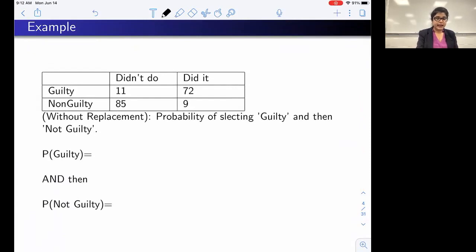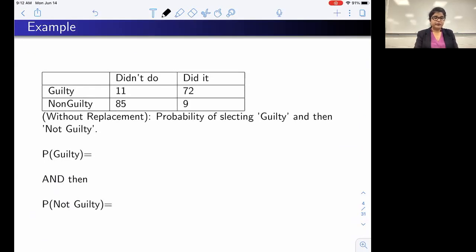So if it didn't happen, then 11 people were guilty and did not do anything. 72 people did something wrong and were found guilty, 85 people didn't do anything and were found non-guilty, and 9 people did something and were found non-guilty.